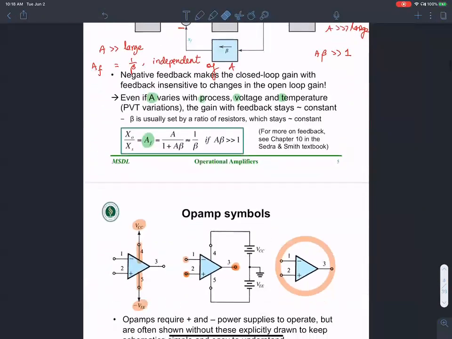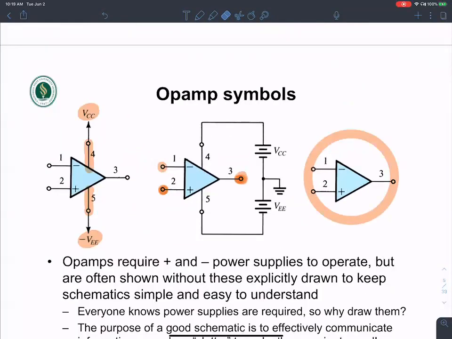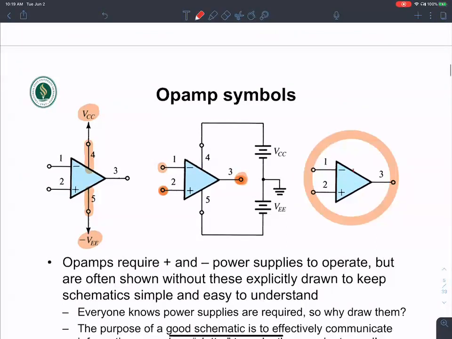And then we looked at the symbols for operational amplifiers. Even though I'm not showing them here, these are understood. The power supply is VCC, and the negative power supply is negative VEE. These are definitely there. There is no amplifier that can work without these power supplies. It's just that they're understood, not explicitly shown.